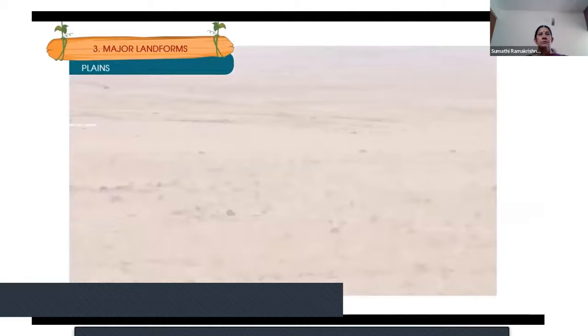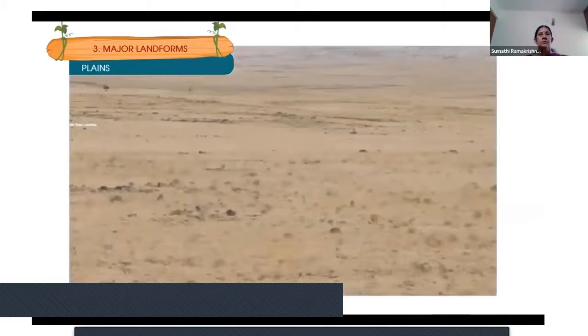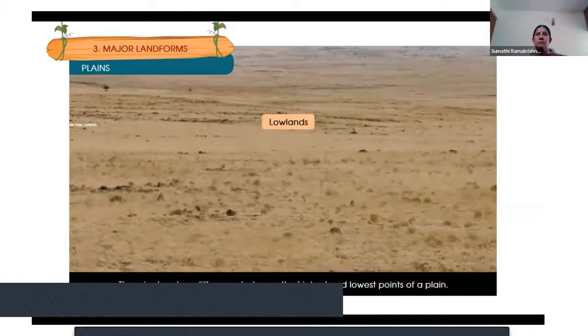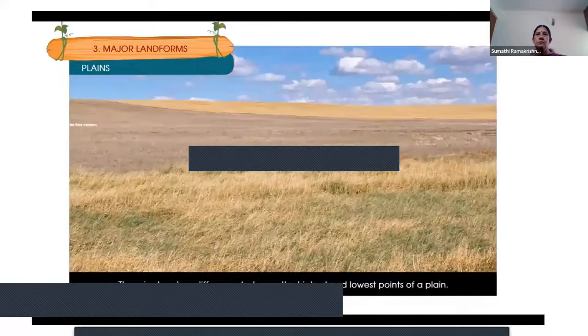Plains. A plain is flat and low-lying, also called lowlands. There is almost no difference between the highest and lowest points of a plain. Some plain areas are absolutely level, while some have a gentle sloping. The plain areas are generally less than 200 meters in height, but the slope is very gentle. They spread over thousands of square kilometers.